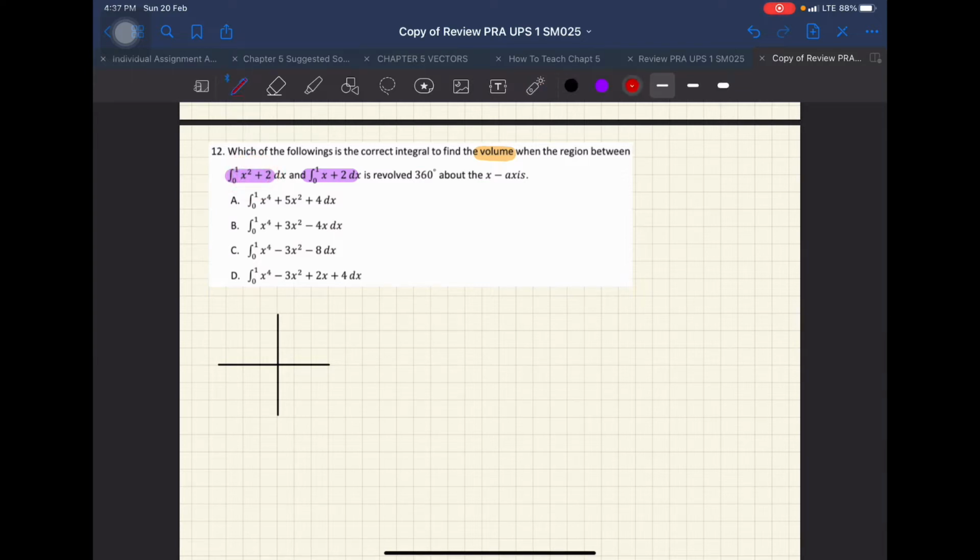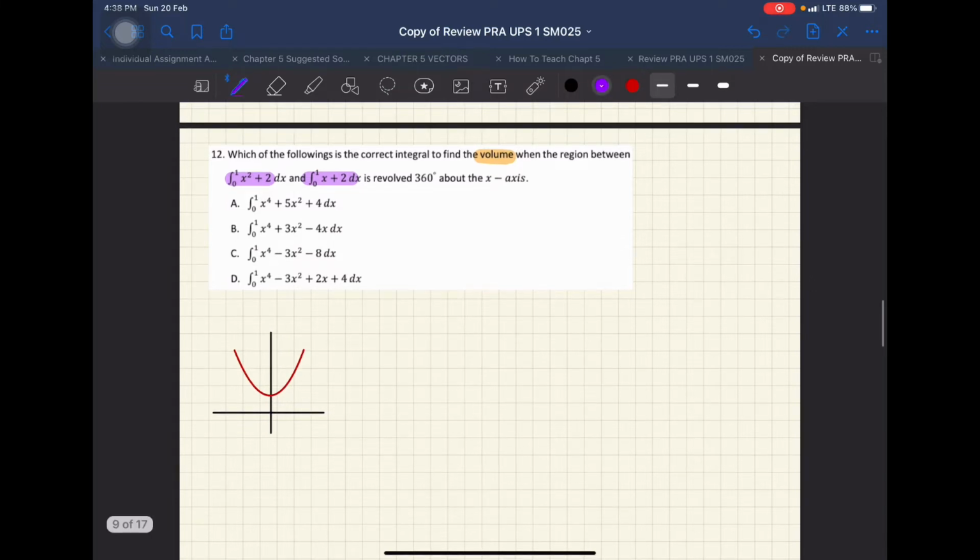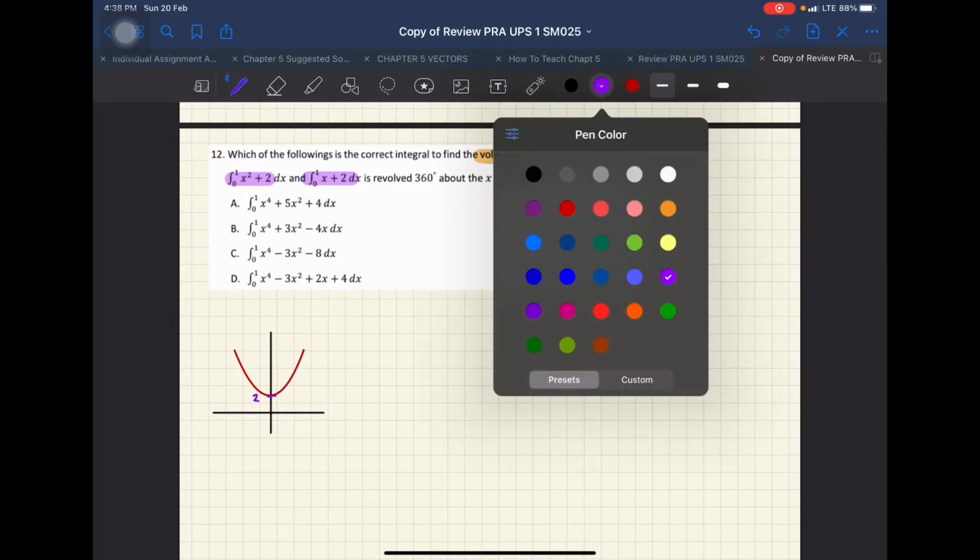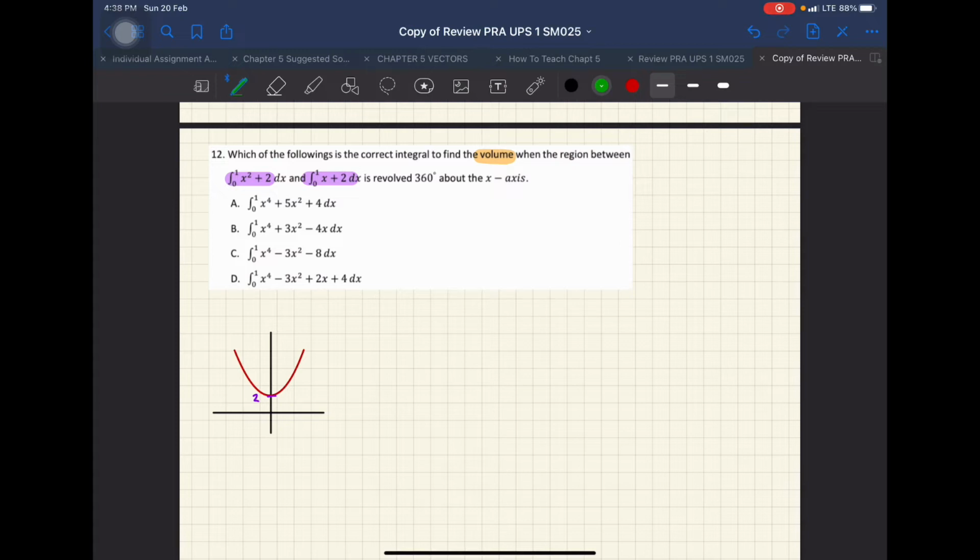Okay, so kalau x square, tepat x square, graf awak macam ni. So, dia mesti touch at just one point, which is the origin. Okay, tapi dia ada x square plus 2. So, bila plus 2, dia mesti shift upward. Okay, so yang ini saya bawa dia ke atas sikit. Bawah, turun sikit. Okay, which means that this is going to be 2. Okay, and then another one, awak ada x plus 2. So, kalau x sahaja graf awak macam ni.